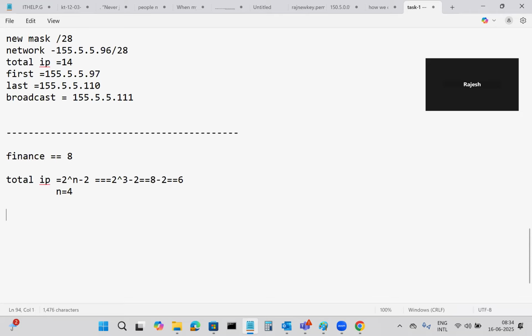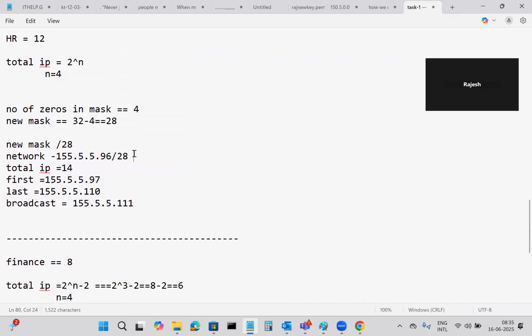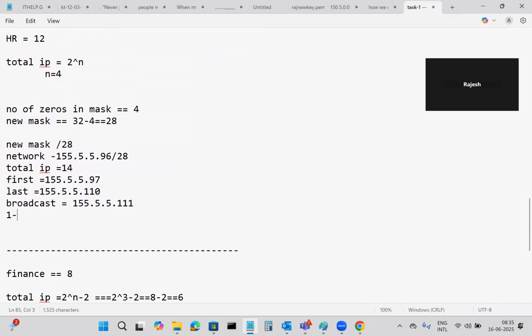Now with the 4, what will be my new mask? The new mask formula is that simple, 32 minus the number of 0s. So it will be 28 again. Fine. The new mask will be 28. All right. What will be my network? For the network, I need to go to my previous network, which is my HR department. So the HR department network is 96 and the mask is 28. So we'll find out two things. The block size, because my number of 0s is 4, so my block size is 16 here, correct?